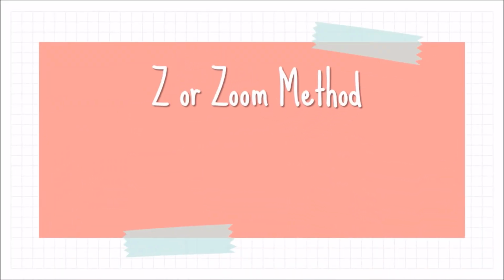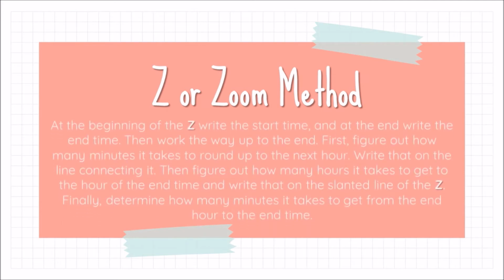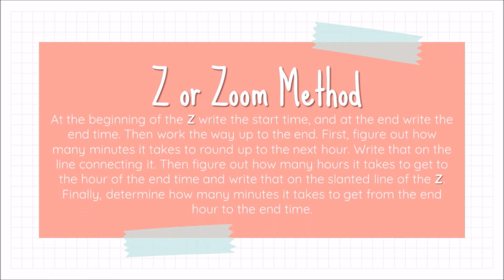The second method is the Z or zoom method. At the beginning of the Z, write the start time, and at the end, write the end time. Then work your way up to the end. First, figure out how many minutes it takes to round up to the next hour. Write that on the line connecting it. Then, figure out how many hours it takes to get to the hour of the end time and write that on the slanted line of the Z. Finally, determine how many minutes it takes to get from the end hour to the end time. So this is how the Z method looks.